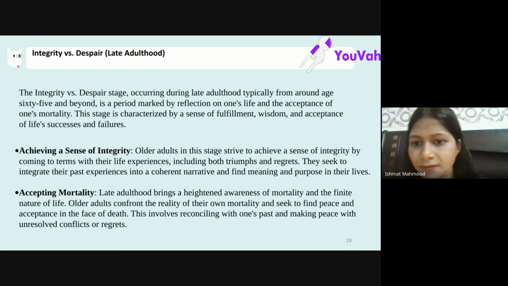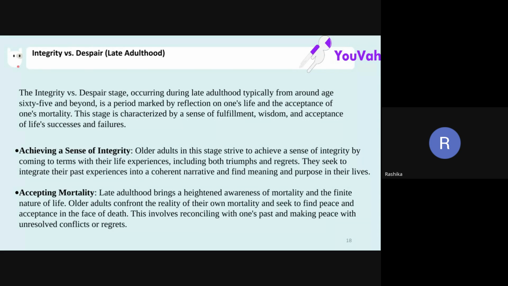Ma'am, I have a doubt. Yes, sure. Ma'am, you said that in old age, people reflect upon what they couldn't do in their life before. But not everything is possible in life, right? Something or the other would be there which you couldn't do, which you would regret. So wouldn't despair be a part of everybody's life, a little bit?